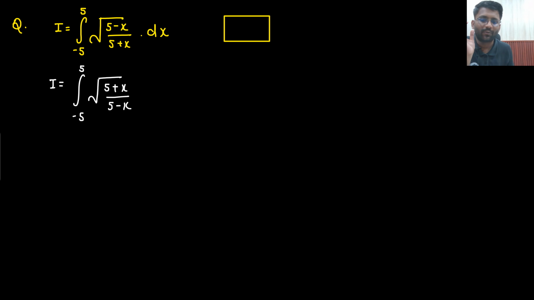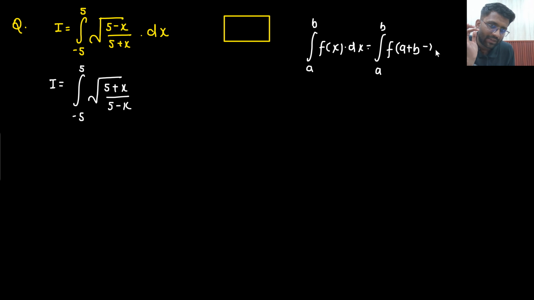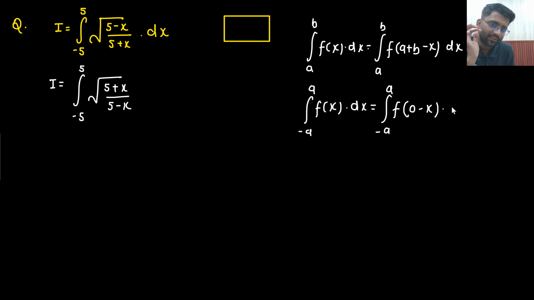What was the actual formula? What was the actual King's rule? The actual King's rule was that integral from a to b of f(x) dx could be written as from a to b, add both of them and subtract x from it. Similarly, I am making integral from minus a to a of f(x) dx. So from minus a to a, add both of them, minus a plus a would be 0, minus x dx. What could it be written as? Integral from minus a to a of f(minus x) dx. So here, in place of x, I have put minus x. That's it, nothing else. So this will become root of 5 plus x, root of 5 minus x, dx.